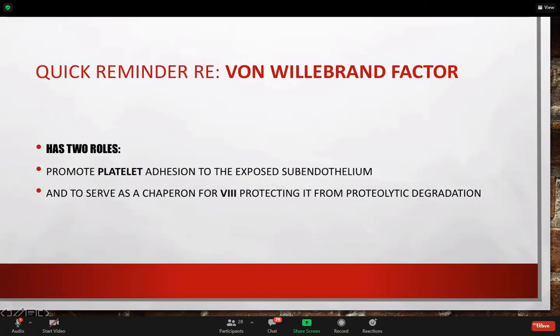Okay, so what is von Willebrand factor? Well, it has two roles really. One, promote platelet adhesion to exposed subendothelium. So it's kind of a middleman between the platelet and the endothelium. The second is to serve as a chaperone for factor 8, protecting it from proteolytic degradation. So it always accompanies factor 8.